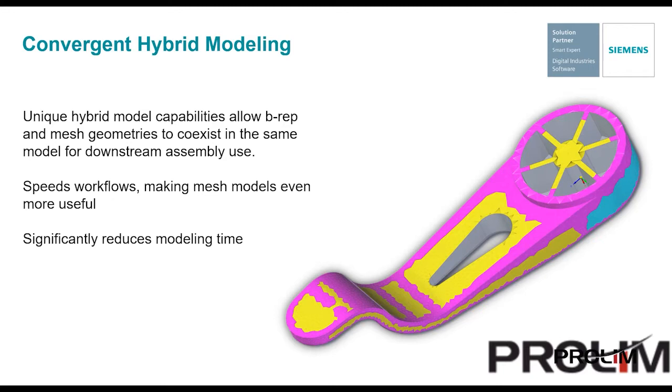So next is the Convergent hybrid modeling capabilities. These will allow you to leverage BREP and mesh geometry in the same model without the need for conversion. This is truly unique thanks to Siemens' synchronous technology capabilities. Removing the need to convert mesh or BREP geometry in order for them to work together reduces model development time, contributing to that ever so valuable process improvement.